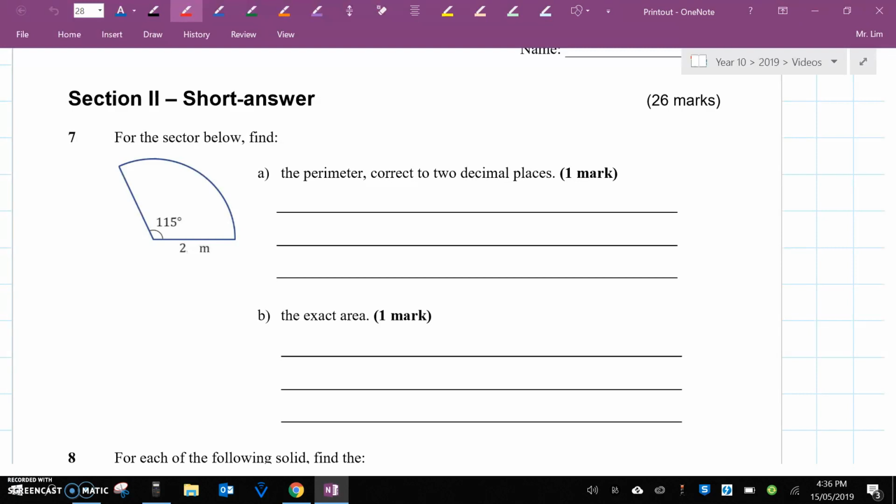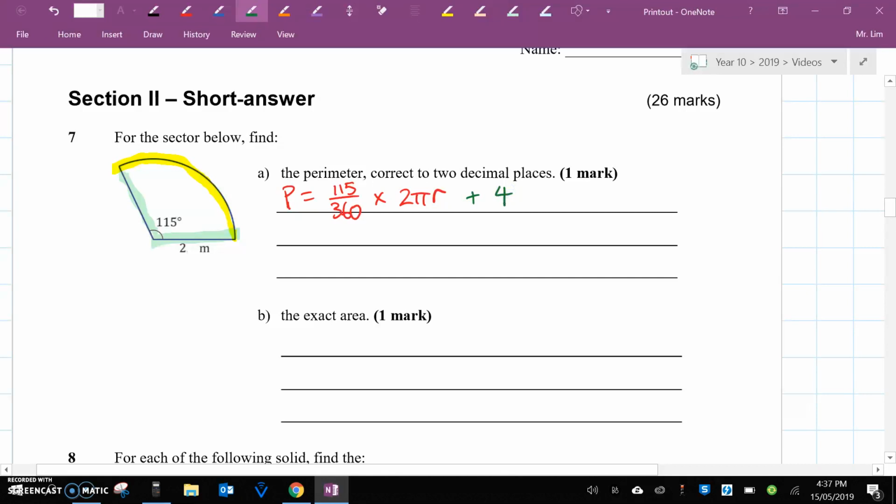So here we have a sector of a circle. So the perimeter is going to equal a fraction of the circle, 115 out of 360, times 2 pi r, because 2 pi r is the formula for the circumference of a circle. Now doing that will only give us this section, the curved bit. It will not give us the entire distance around the outside. We still need to add this 2 and that 2. So I'm going to add 4.